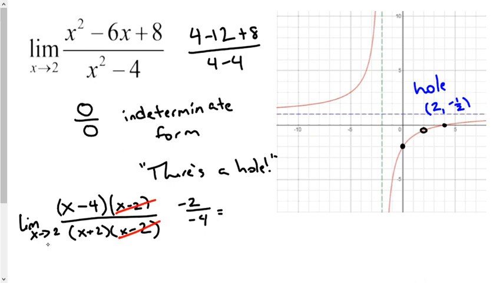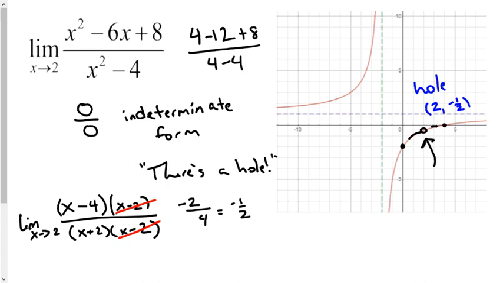And now when I substitute a 2 in for this, I get negative 2 over positive 4. And negative 2 over positive 4 is negative 1/2. And we can say then that the limit of this function as x approaches 2 is negative 1/2. Now the function itself is not defined there. There is a hole. But you can get infinitely close. You can get as close as you want on the left side, and you're going to be getting as close to negative 1/2 as you want. And same thing from the right side.